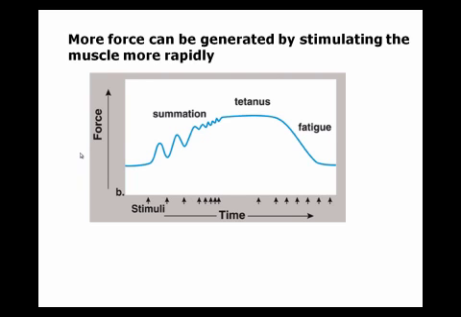So action potentials are arriving very, very rapidly, and this muscle does not have the opportunity to relax. This is called a tetanus contraction. This is full contraction. This is maximal contraction and the maximum amount of force that can be generated by that motor unit.